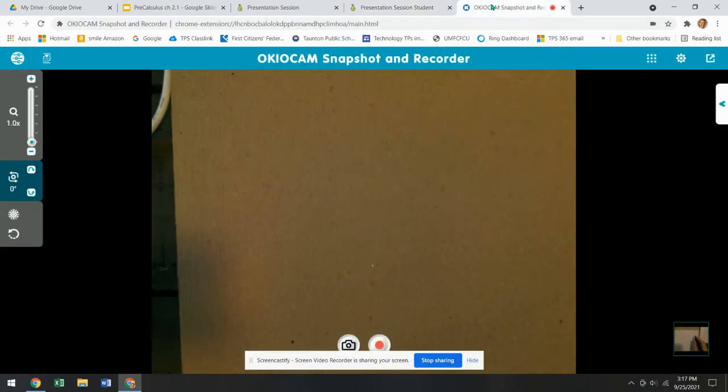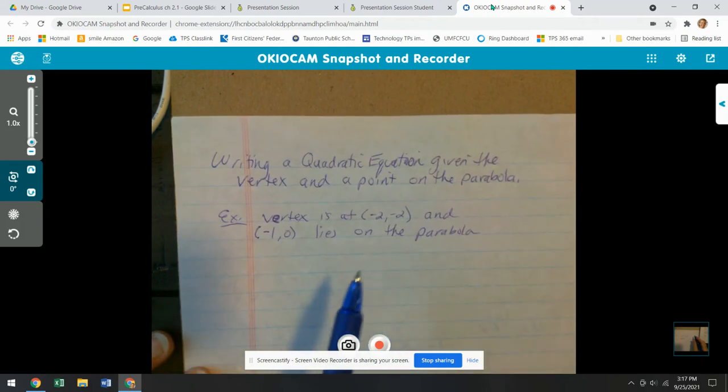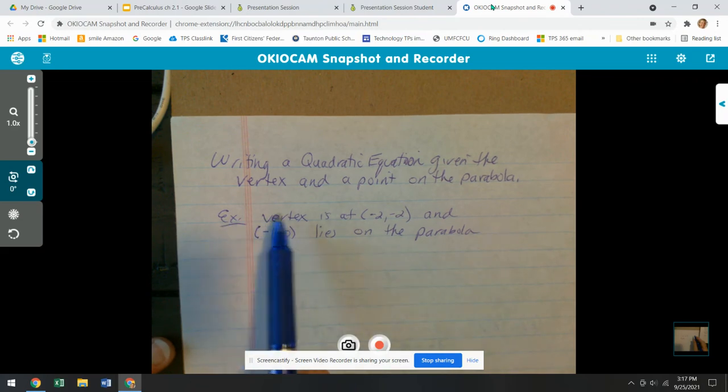So, here it is. The other part that I wanted to go over was how do you write a quadratic equation given the vertex and a point on the parabola? So, in other words, if all they tell us is here's the vertex and this point lies on the parabola, we need to come up with an equation.